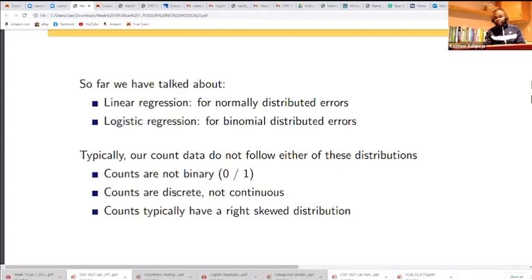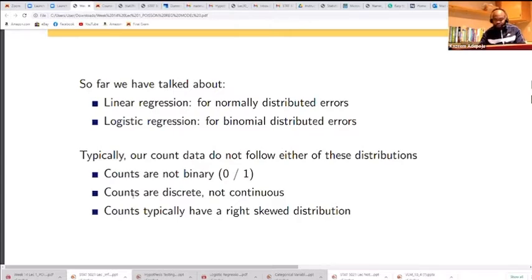The number of accidents in a year, or probably in a city, is discrete in nature. You can't say 10.5 accidents. The number of children born to a couple is discrete as well. The number of goals scored in a football match is also discrete. So we know counts are discrete. They are not continuous, and that is the reason why the linear regression and the logistic regression are going to be deemed inappropriate.